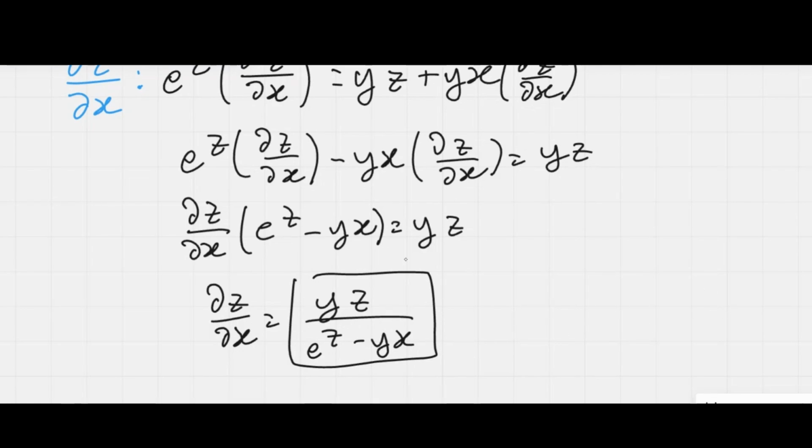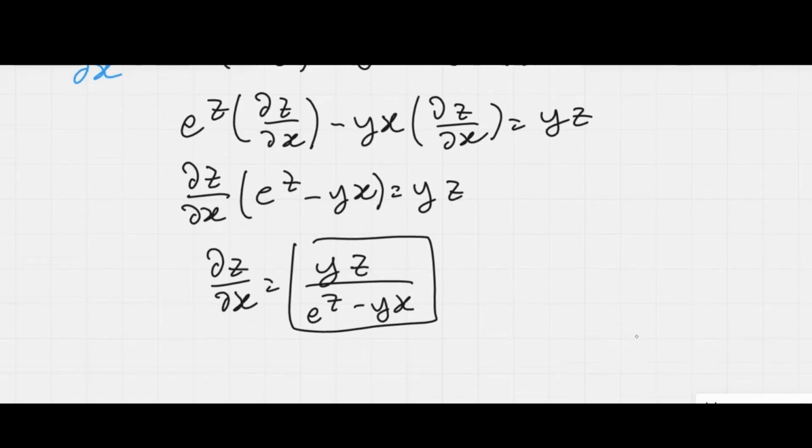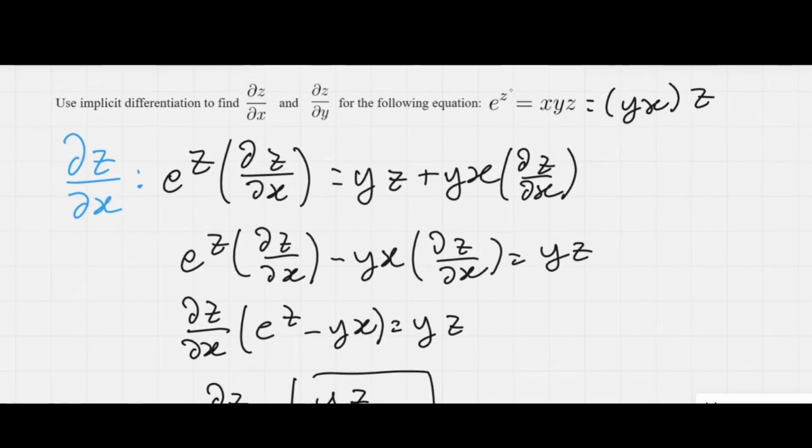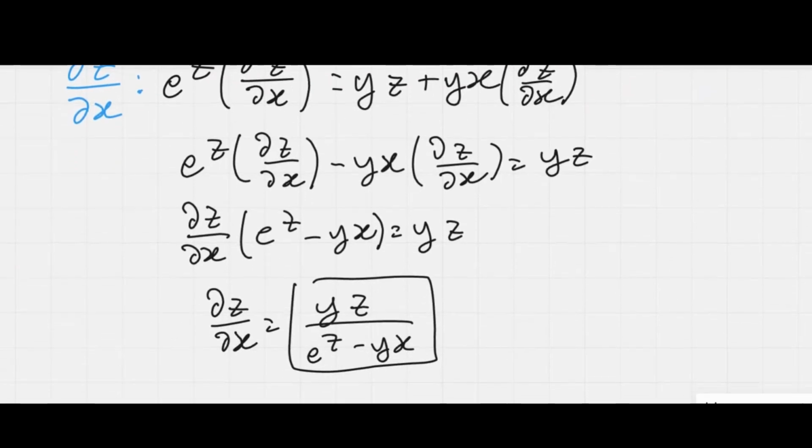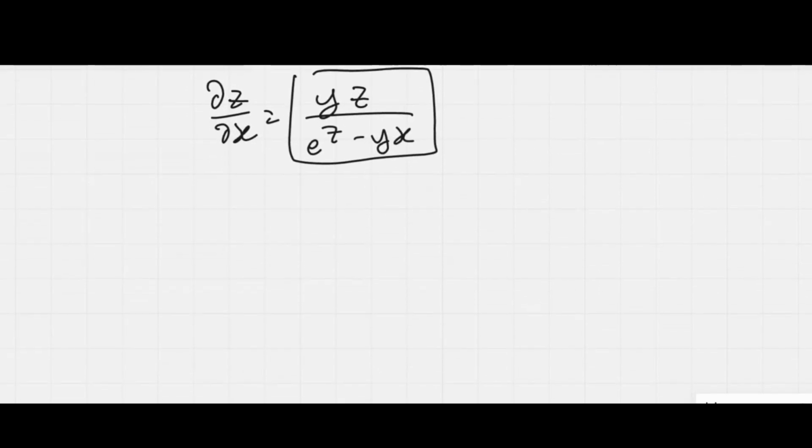Now let's do the same, but for the partial derivative with respect to y. So let me just scroll down over here. And so let's remind ourselves of what the actual equation is. It's e to the power of z being equal to yx times z. But now I'm going to rewrite that to instead be xy parentheses z. And I'll explain to you a little later. That just helps me out when we're doing product rule.